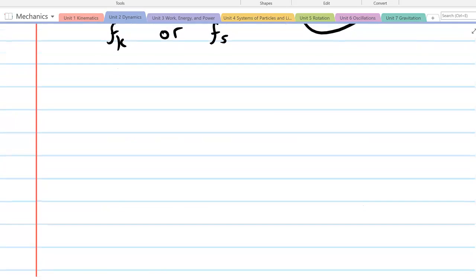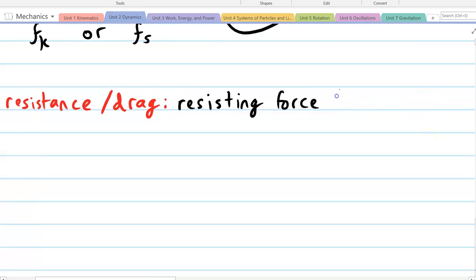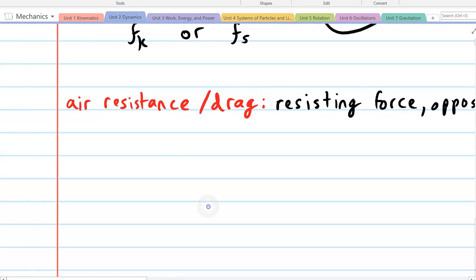And then we're going to go to our final force. This is air resistance, otherwise known as drag. People like using drag a little bit better. And this is another resisting force that opposes motion. So let me write it like this: opposes motion.